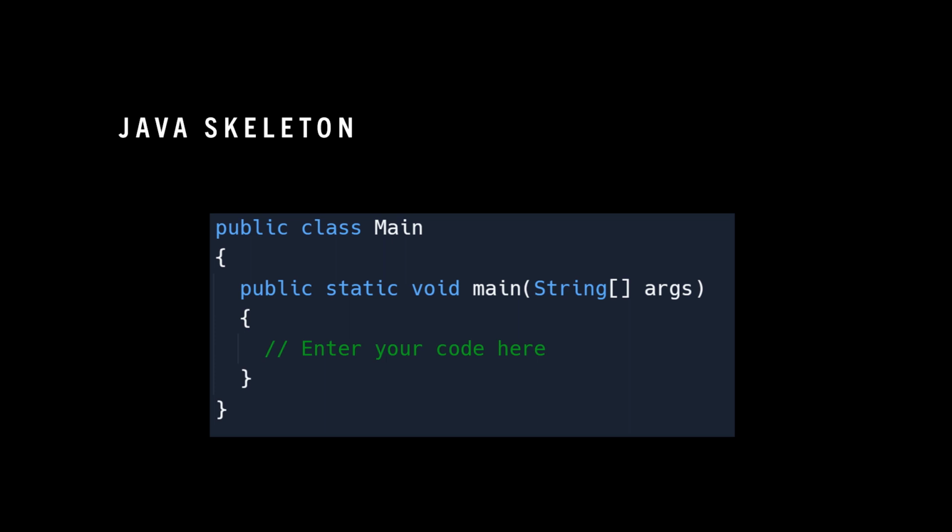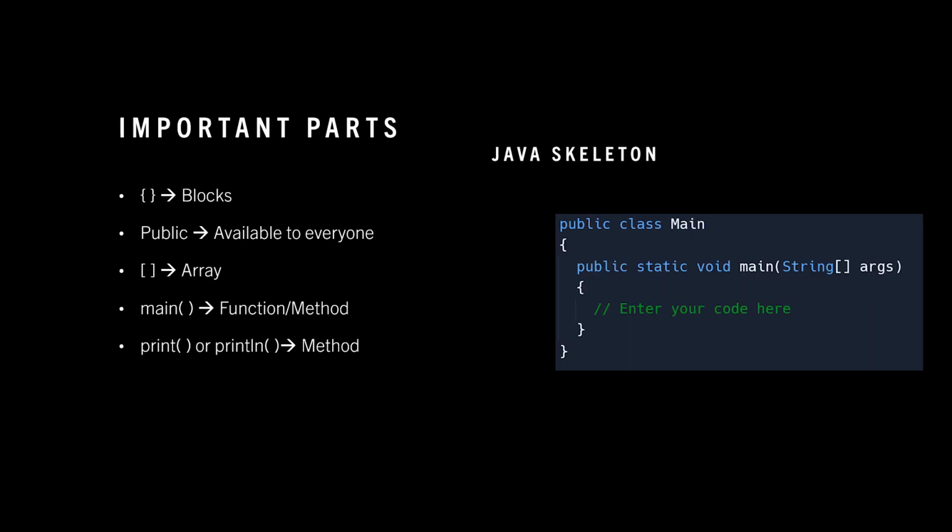Now, we might need to get into a little bit more stuff, so here are the important parts of the skeleton. So now the brackets, they're just blocks. Public is just saying that it's available to everyone. Then we have the two brackets again. We have the arrays, right?